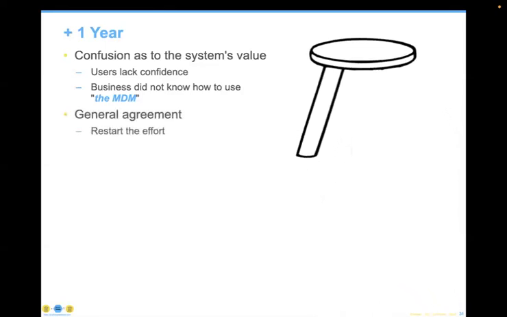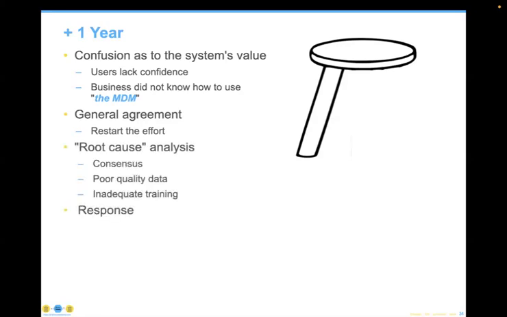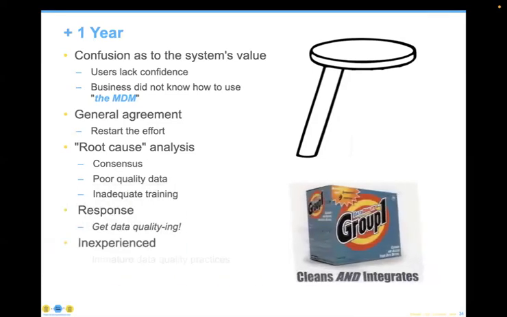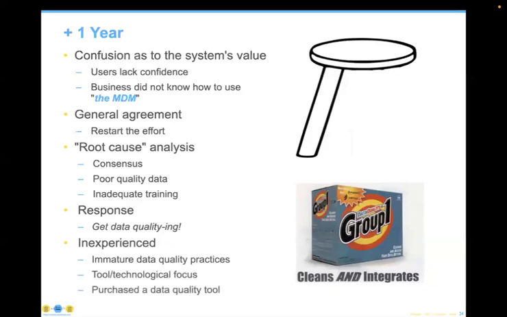So after some work, they redo the whole piece. They started again. This, by the way, was after they'd spent $30 million on it. And they looked at root cause analysis, and came up with a consensus that poor data quality was there, as well as inadequate training. And once again, the organization went, oh my God, we've got to do data quality. So get data qualitying, whatever that happens to be. And again, the inexperience with data management, data quality, technology focus, and a pure data quality approach to this did not give them that 3-legged stool that they need to have. It's always people, process, and procedures here.